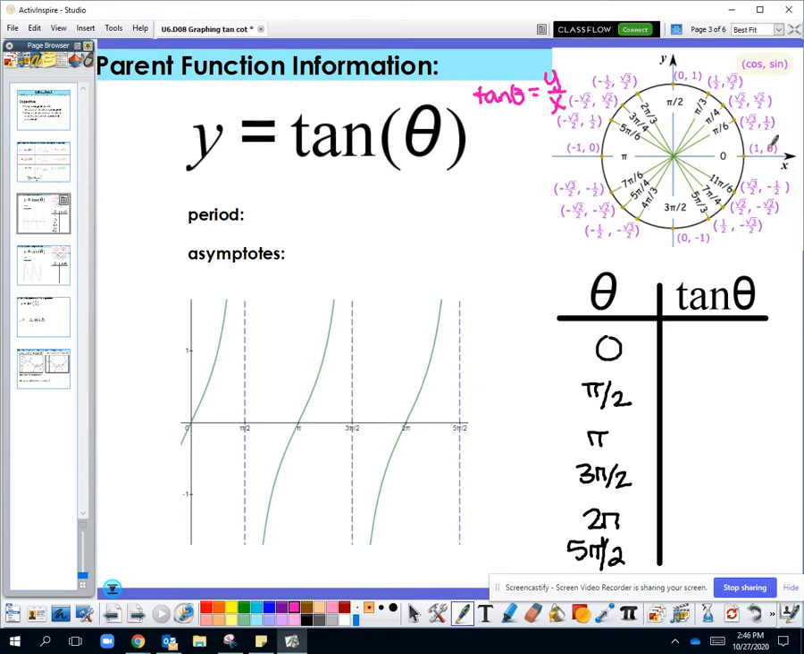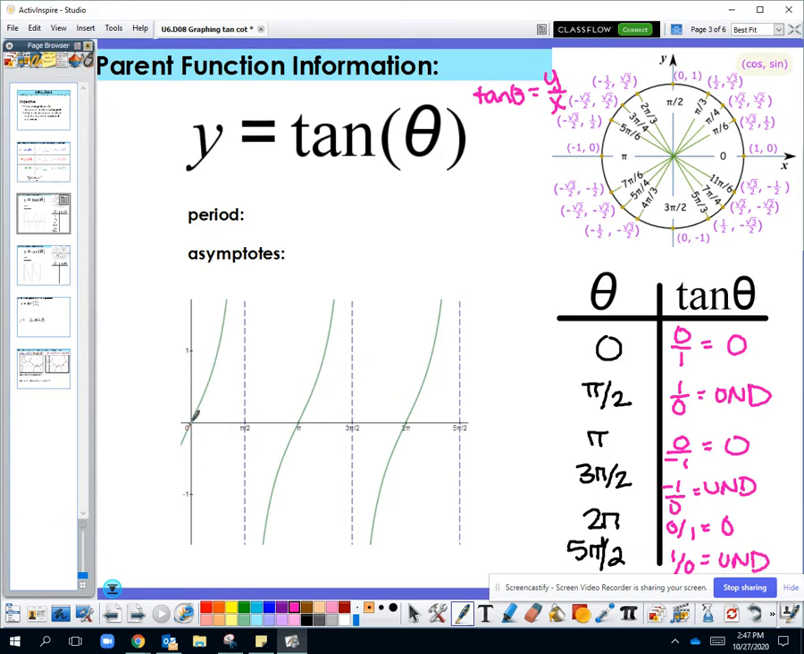So if I were to do y over x at 0, I would have 0 over 1, which is equivalent to 0. Up at pi over 2, 1 over 0 is undefined. Over at pi, I have 0 over negative 1, which is 0. Down at 3 pi over 2, I have negative 1 over 0, which is undefined. Back at 2 pi, we have 0 over 1 again, which is 0. And then my coterminal angle, I'm back up to pi over 2. The coterminal angle 5 pi over 2 would be 1 over 0, which is undefined. That is how we get the coordinate points for tangent.